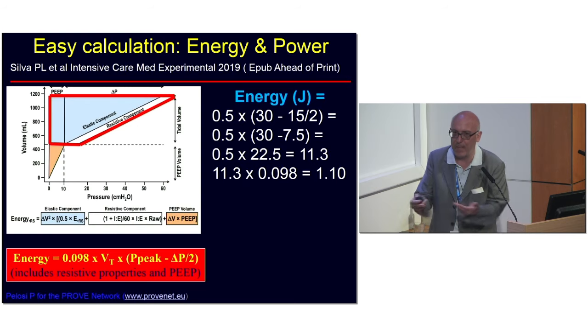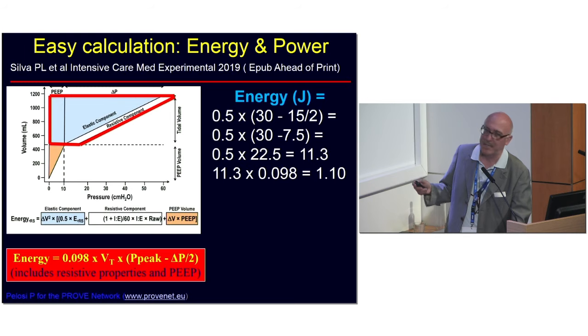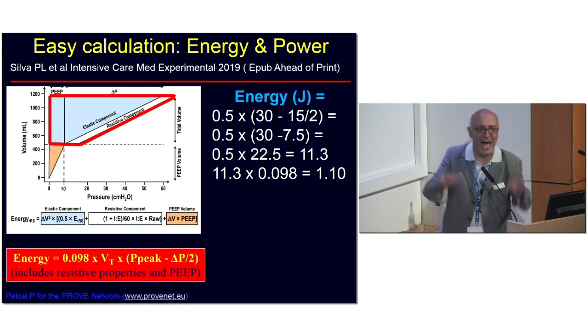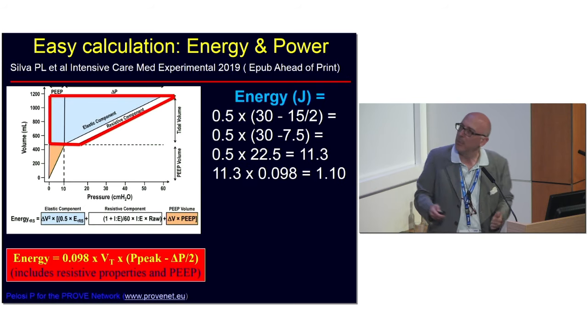Because 500 is more or less a protective tidal volume, 30 is the maximum peak pressure, no? Usually it is equivalent to a 26 or 27 plateau pressure, and this is the maximum driving pressure. So at the maximum protective ventilation, 1 breath is 1 joule.